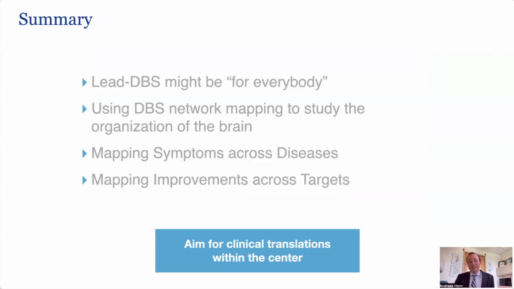So with that, I want to sum up. I hope I could convince you that Lead-DBS might be for not everybody, but some of you, right? It could be interesting to download it and look at some of the atlases or the tools we have in there. I hope I could show that we can use DBS network mapping to study the organization of the human brain and the connectome by, for example, segregating the frontal cortex with the STN DBS network mappings. I showed some examples where we mapped symptoms across diseases and maybe also mapped improvements across DBS targets. And then lastly, I showed how we can use connectivity maps that came from invasive neuromodulation to stimulate non-invasively.